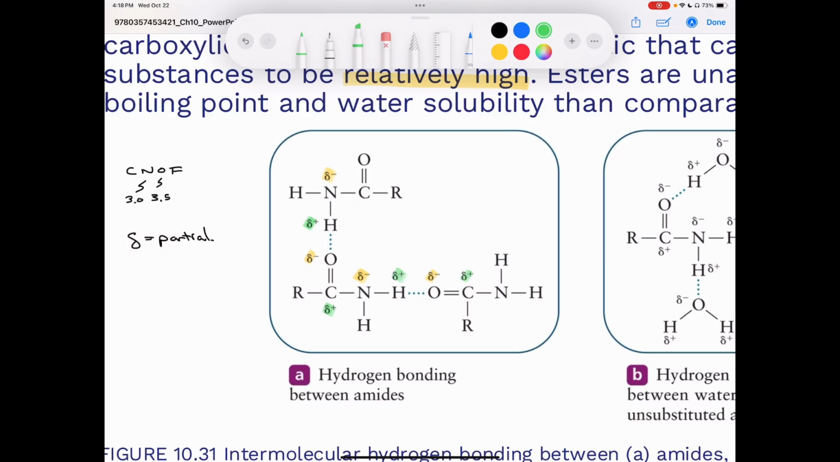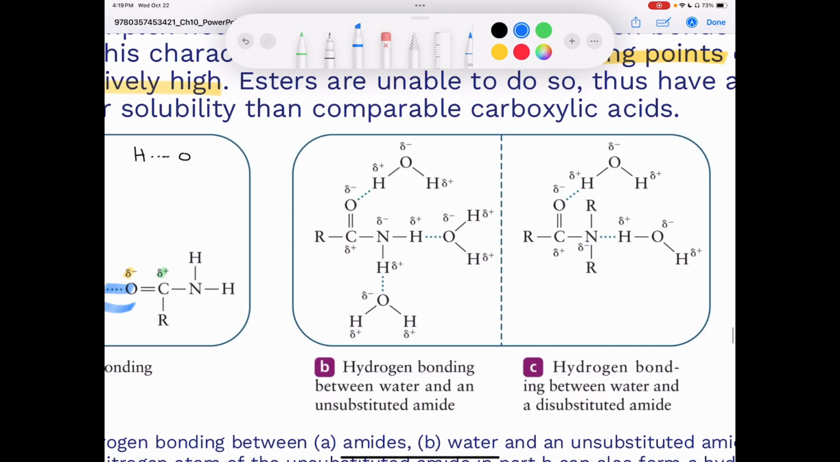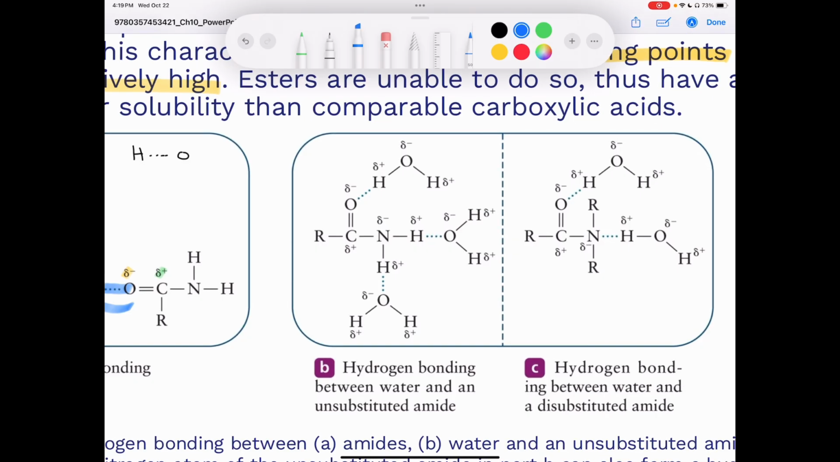And so when we represent a hydrogen bond, we represent it as a dashed line between a hydrogen and an oxygen, or between a hydrogen and a nitrogen sometimes. Now, the only ones they're showing here are between hydrogens and oxygens. You can see they're showing a hydrogen bond here, between this delta positive and this delta minus. They're showing another hydrogen bond here between this delta positive and this delta minus. Now, if we look at the next one, this is showing hydrogen bonding between water and an unsubstituted amide.